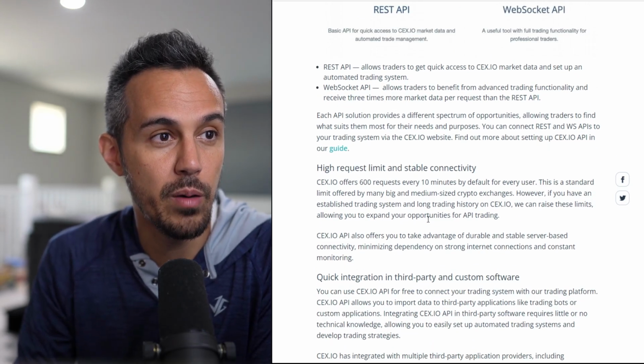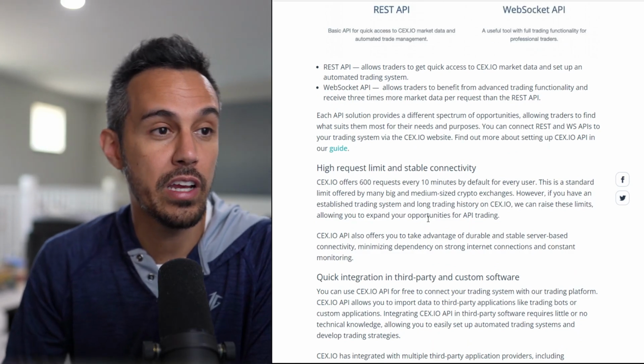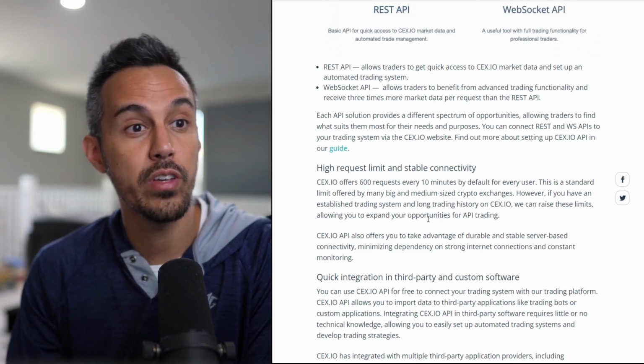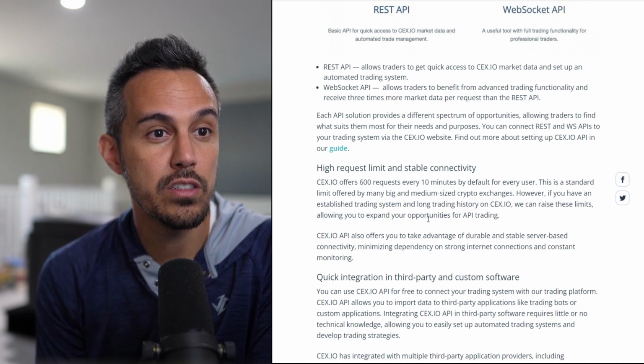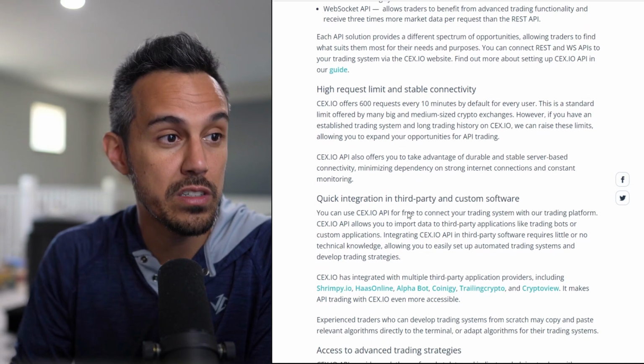The WebSocket API is a useful tool with full trading functionality for professional traders. And here are some of the reasons for this: high request limits, stable connectivity. CEX.io offers 600 requests every 10 minutes by default for every user. This is standard, offered by many medium-sized crypto exchanges. However, if you have an established trading system and a long trading history on CEX.io, they'll raise the limits.